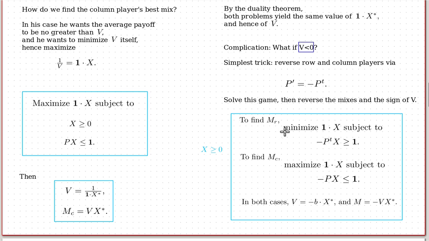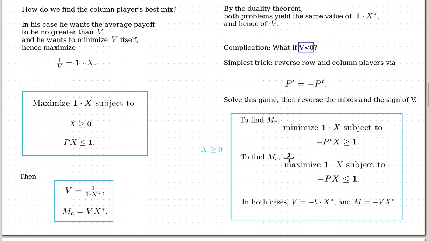Okay, so to find the best mix for the row player in the original game, right? The original game defined by the payoff matrix P, what you do is you minimize 1·x subject to minus P transpose x is greater than or equal to 1. Right?